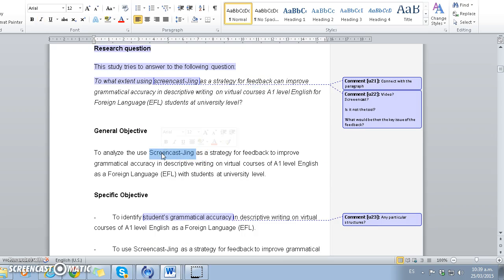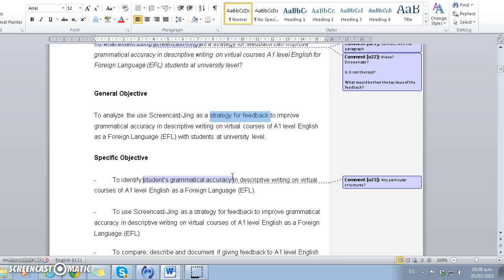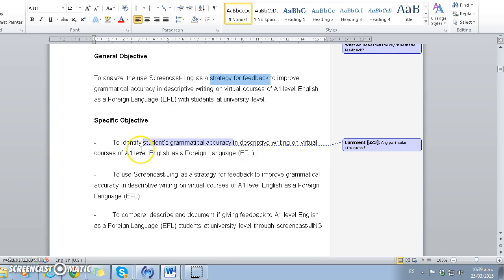But again, my personal concern is that the tool is probably not the strategy. The strategy that you want to give is direct feedback as a way to actually help the students, especially in an online environment. The purpose won't be to identify students' grammatical accuracy here. No, the purpose is to improve it through the feedback. So you need to actually have certain records on how students are improving after your feedback. Yeah, of course you will be using a screencast as a way to give feedback. So this is not a specific objective.